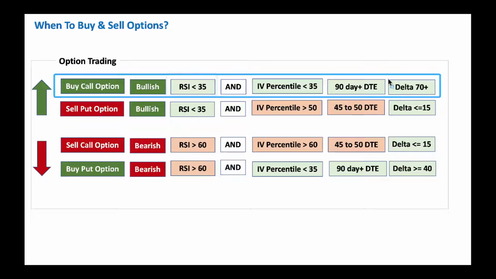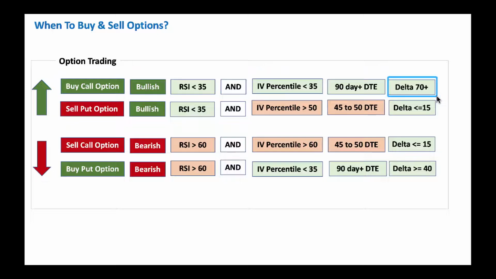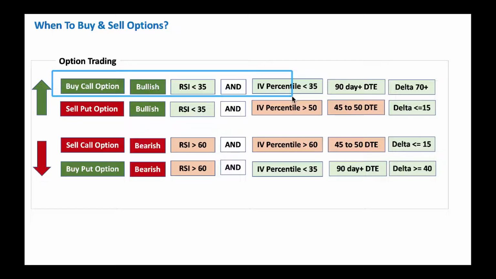And look for delta more than 70. That tells you these are a little more deep in the money call options. You can make some good money by buying them instead of buying the stock outright, where you have to pay more money. So this is when you buy a call option. Generally look for lower volatility and look for a stock which has sold off with a lower RSI, as you can see here.